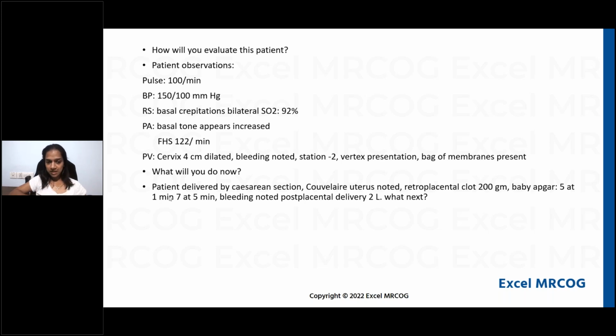Cervix is 4 centimeter dilated. There is bleeding. Station is at -2. Bag of membranes is there. So this is possibly an abruption because of the high blood pressure. You need to evaluate in terms of preeclampsia. For the abruption, you need to arrange for blood. You need to inform people. You need to inform the theatre and shift her on an urgent basis to the theatre to deliver her.